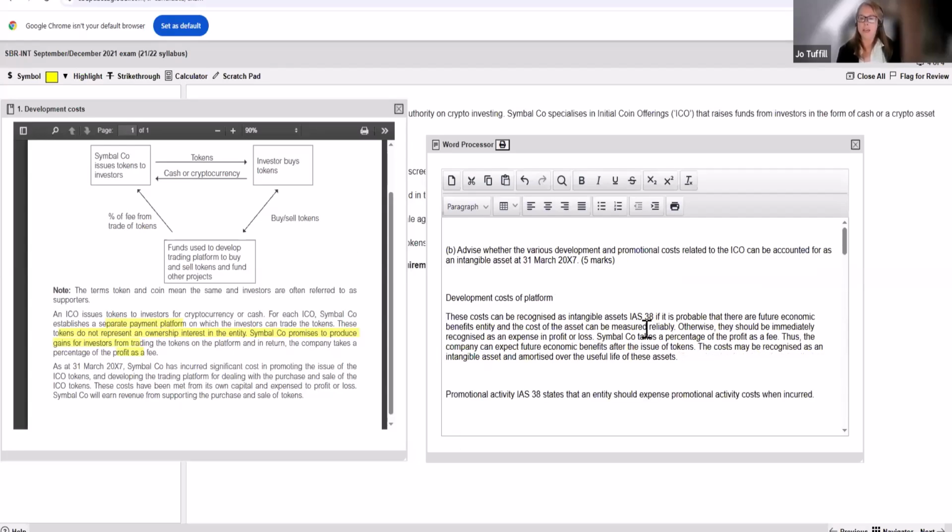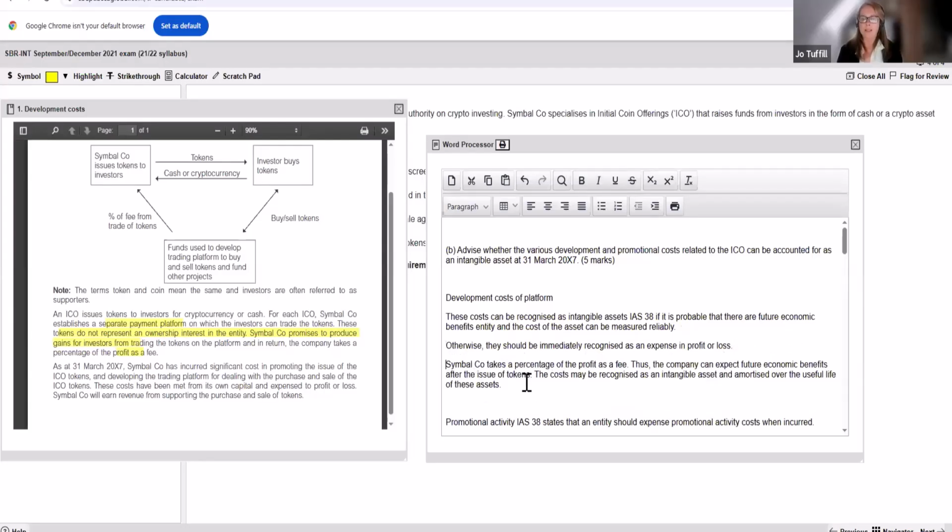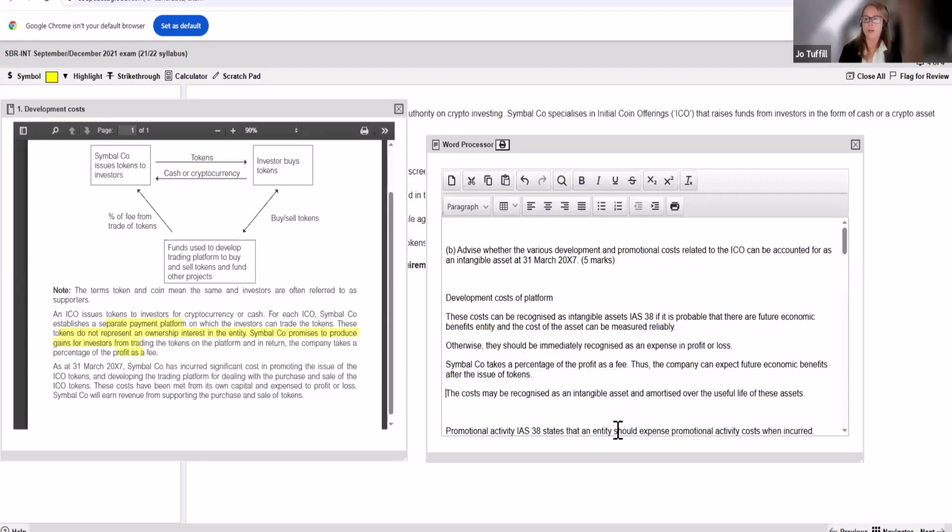So these costs can be recognised if it's probable there are future economic benefits and the costs can be reliably measured. Otherwise, it should be expensed. Let's apply it. Well, it takes a percentage of profit as a fee, so therefore it's got revenue. I mean, it could even just say it's got revenue. And the company expects future economic benefits after issuing the tokens. The costs can be recognised as an intangible asset, and you must say what you're going to do afterwards and amortized over the useful life of these assets.